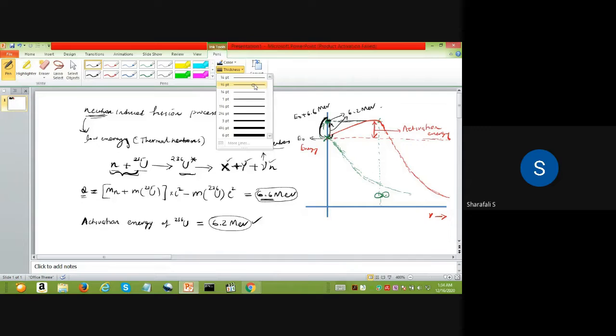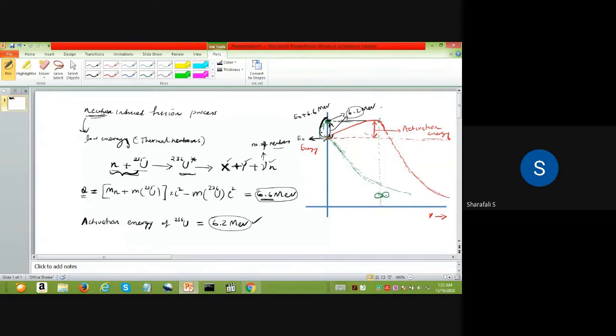For this uranium 236, in the ground state it is E0. So from the ground state, if the uranium 236 wants to go through the nuclear fission process, then it needs an additional 6.2 mega electron volt to overcome this potential barrier, this activation energy, which has an energy of 6.2 mega electron volt. So from the ground state, uranium 236 will not go through fission. Fission will not happen because of this barrier, this much activation energy required.